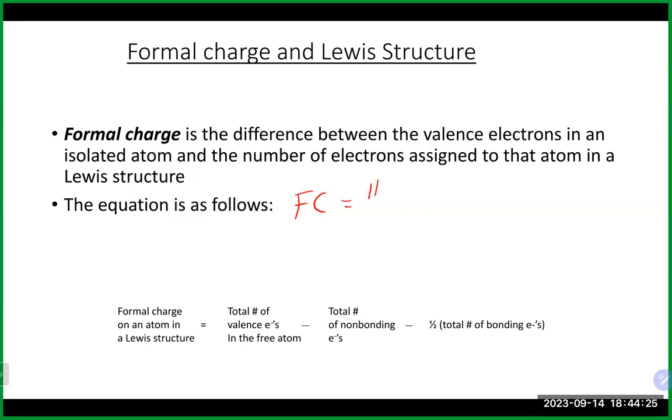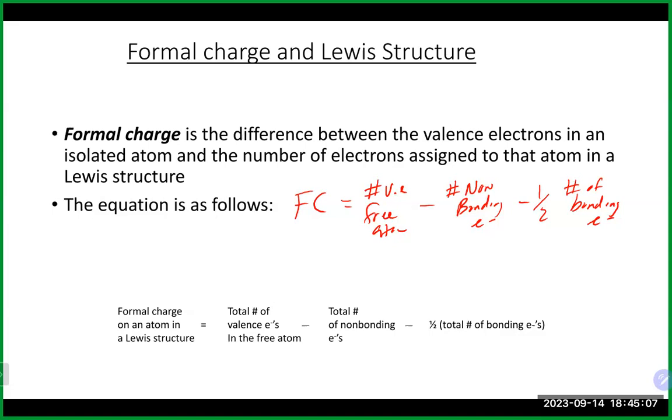To calculate it, you take the number of valence electrons in the free atom, and you subtract the number of non-bonding electrons. Those are the individual electrons, like how many individual dots there are on your Lewis structure around that atom. Then you subtract 1/2 the number of bonding electrons. And that will give you a formal charge. One of the things that we use formal charge for is to help us choose between different Lewis structures, as to which one might be a better Lewis structure than another.